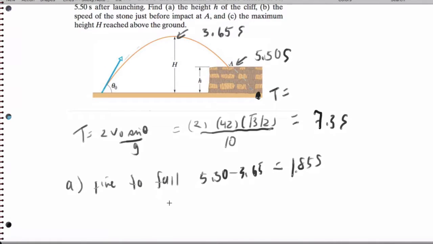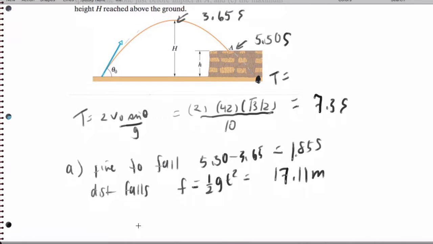So let's see the distance that it falls. The falling distance is 1/2 g t squared. It falls 17.1 meters. Let me double check that. Yep, 17.11 meters.